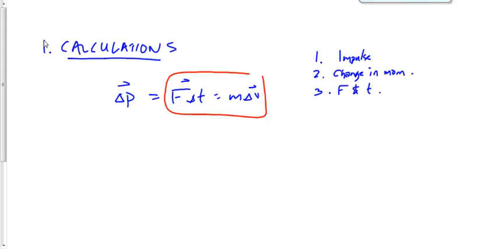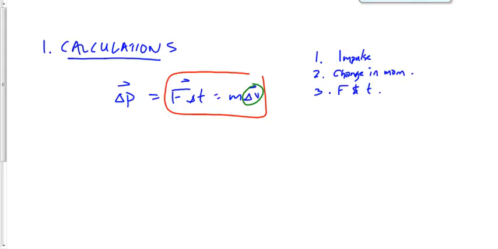Just a word of caution before we move on to the next thing here. F times delta T equals M times delta V. This is a pretty common mistake, right? People will say F times T equals M times, we talked about this before, M times V. M times V is momentum. It's close, but impulse is change in momentum. So we don't want to multiply M times V.